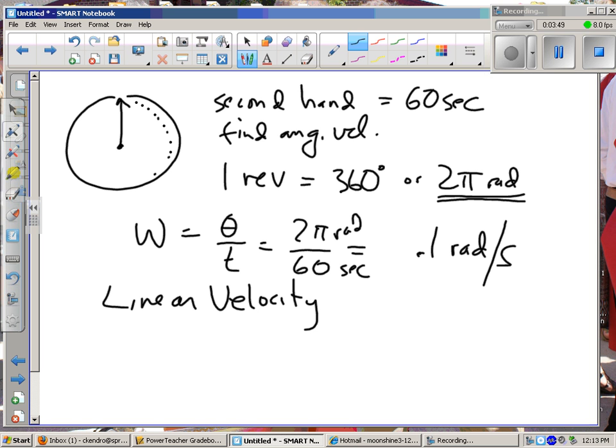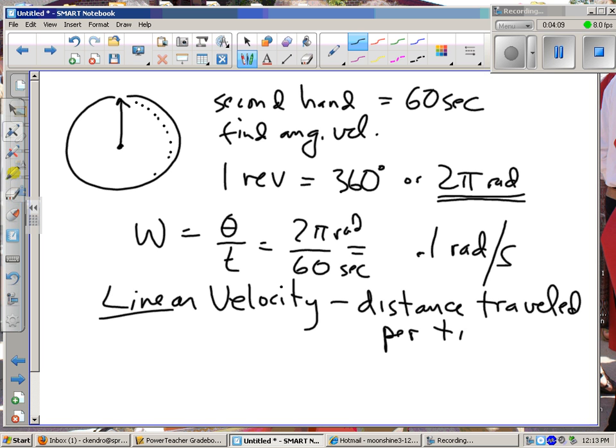Now linear velocity is a little bit different. Linear velocity has to do with how you move in a straight line. When you run track, you run meters. When you're in a car, you drive miles. So linear velocity is actually the distance traveled per time t. The linear velocity formula uses capital V. V equals the distance, which is going to be the arc length, divided by t. This is distance or arc, and this is time.